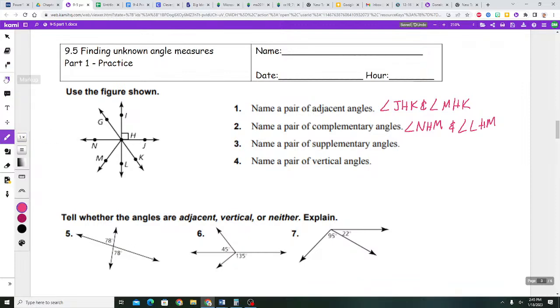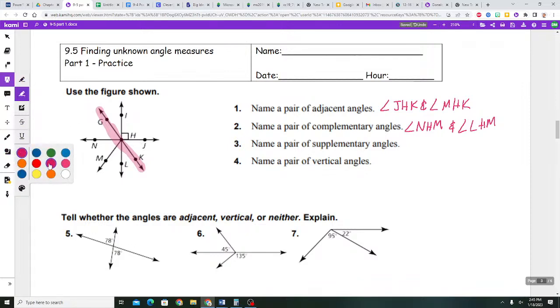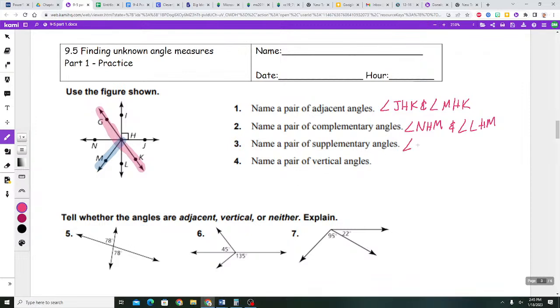Likewise with supplementary, we need a line. So if I look for a line here, I'm going to choose this line because it seems like more fun to me. And I just need to pick a ray that goes off this line. So if I'm just getting to choose any old ray, I'm going to choose this ray. Why? Because I can. And so with that being the case, I use this ray and this point over here. So that would be MHG. And I'm also going to use the same ray and go with K. So MHK.